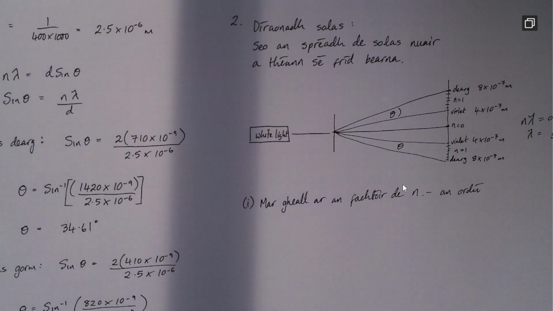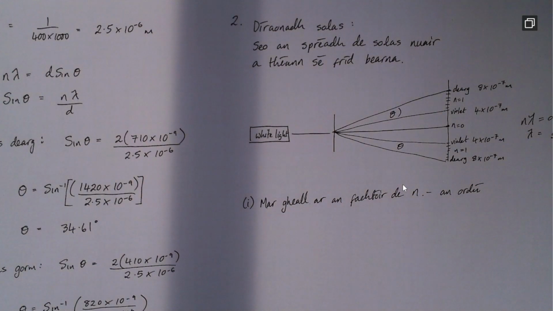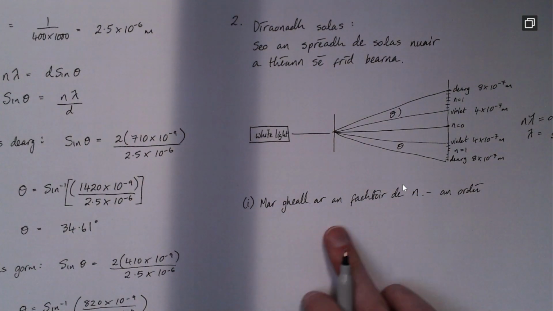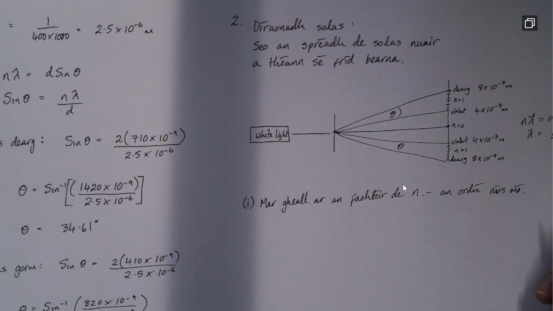Okay, so the bigger factor is the order n, right? So the bigger the order, the greater the angle. It's greater, and that's why they're more spread out. Does that make sense, Steve?